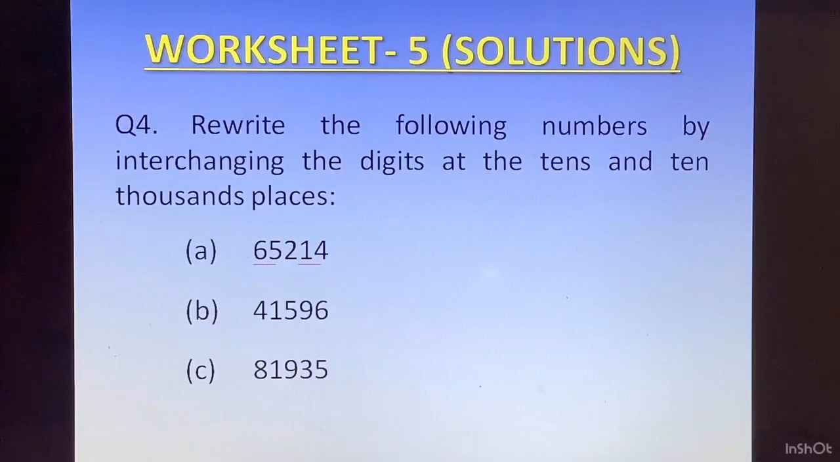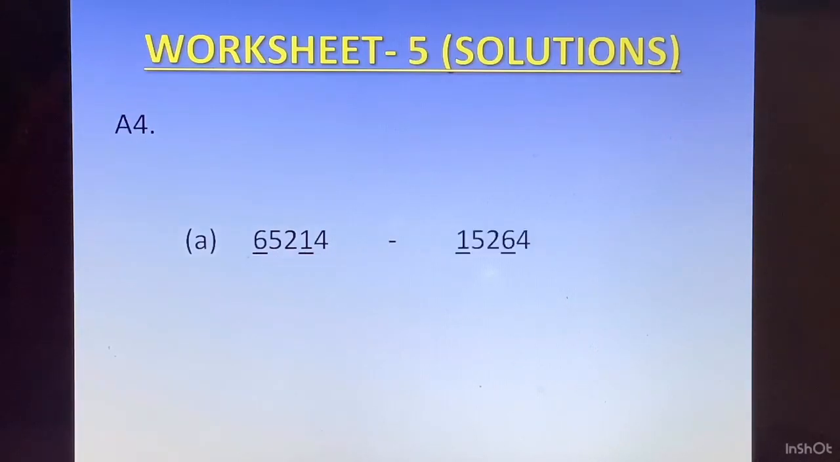Question 4. Rewrite the following numbers by interchanging the digits at the tens and 10,000s place. New number thus formed is 15264. For the next one, 41596. 4 and 9 are at the respective places, that is 10,000 and tens place. We have to interchange them, and when we interchange we get 91546.